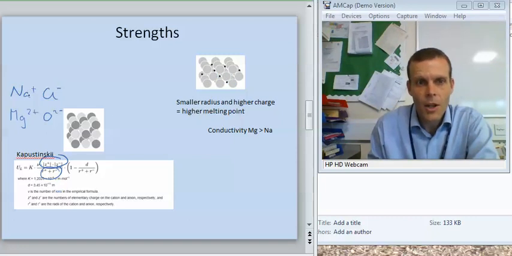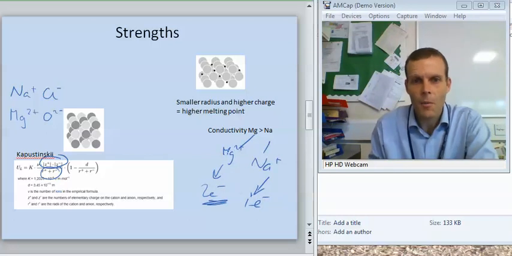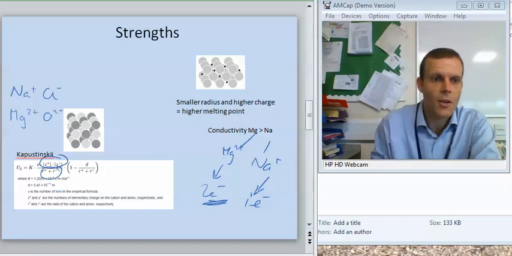And if we think of the charges, magnesium is typically going to be Mg2+, that would be Na+. This is giving us 2 electrons, that's giving us 1 electron. We'd maybe expect that the magnesium would have a better electrical conduction than the sodium because there are more electrons that have been delocalized.